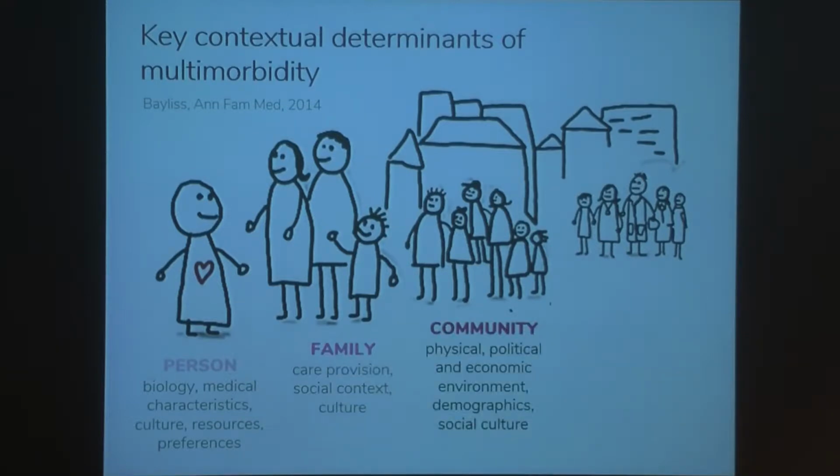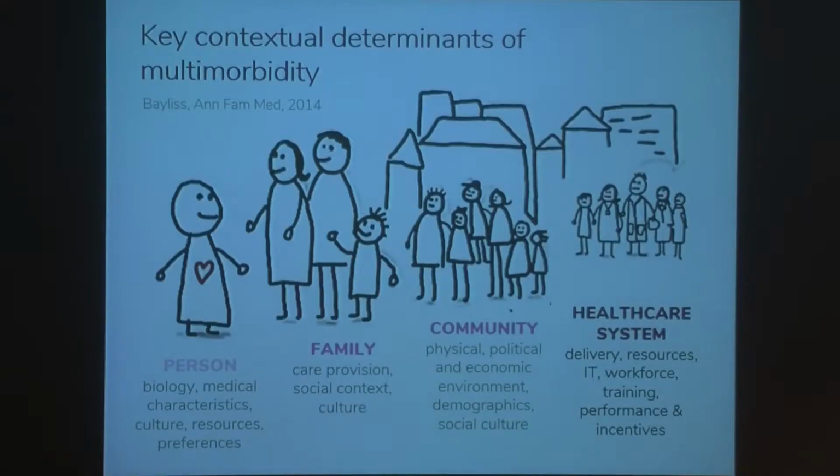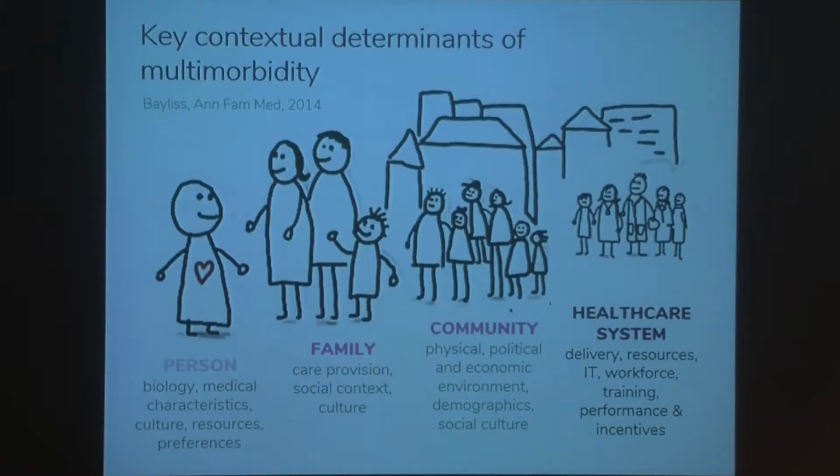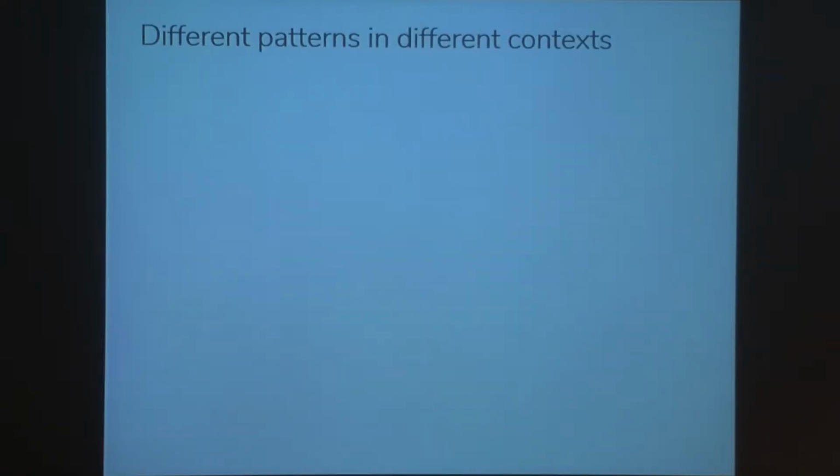But families also live within communities, with their physical, political, and economic environment. And at the same time, we have the healthcare system, with its delivery, care provision structure, the resources, the IT, the performance and incentive scheme. So unless we understand these multi-level interacting factors underlying multimorbidity, we will not be able to capture the complexity underlying multimorbidity. And indeed, what we see is that we get different patterns in different contexts.